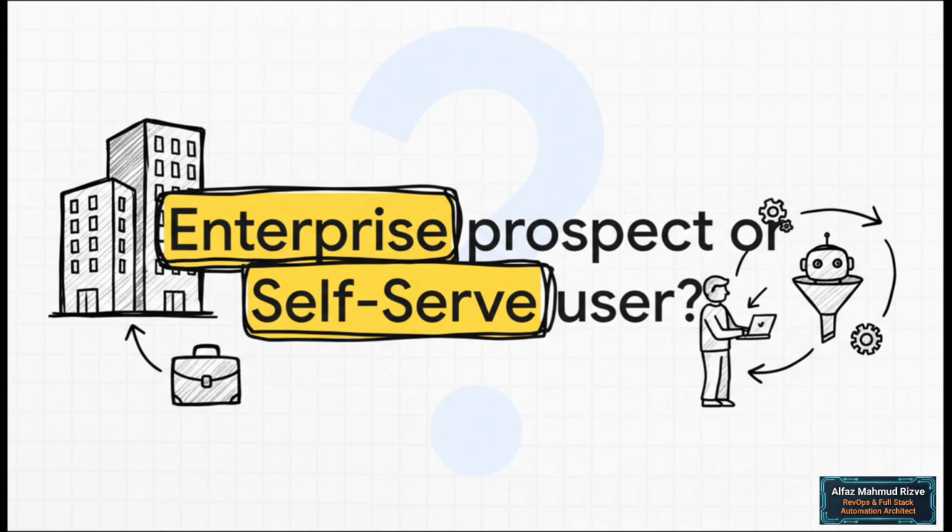And this brings us to the most important business decision we have to make, scoring. Now that we have all this rich data, we can finally ask the million-dollar question. Is this a big company that our sales team needs to call right away? Or is this a smaller, self-serve user who should just go into an automated onboarding flow?